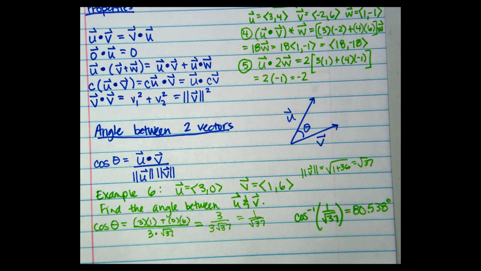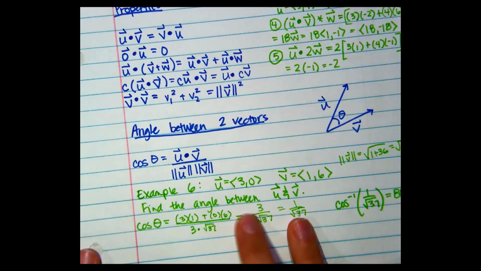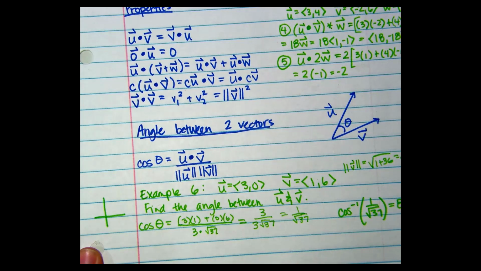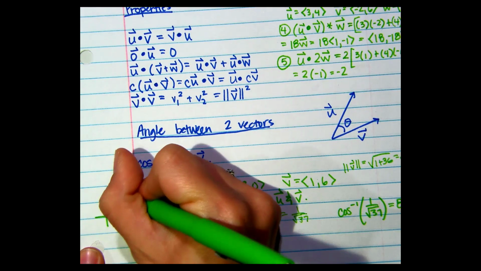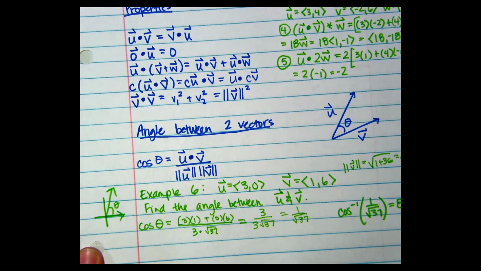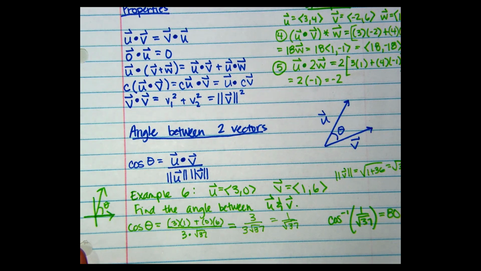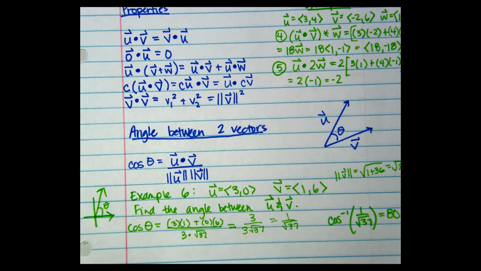When I get to the end of these problems, sometimes I just don't feel like I have any idea if my answer is reasonable or not. And so if you're feeling that way, it might be a good idea just to make yourself a little sketch. 3, 0 would go this way. 1, 6 would go this way. Is it reasonable that that theta right there would be 80-ish degrees? Yeah, that seems reasonable. If I got 12 degrees, I might be concerned, right? Or if I got 300 degrees, I might be concerned. So that kind of gives me a frame of reference for reasonability.